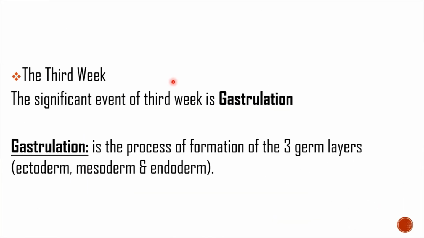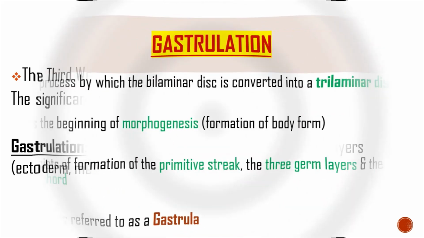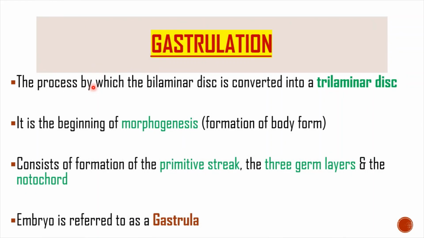All right, so the third week is the significant week of gastrulation. What is gastrulation? Gastrulation is the process of formation of the three germ layers, which are the ectoderm, the endoderm, and the mesoderm. So you have the ectoderm, the mesoderm, and the endoderm. These are the three germ layers. So the process by which the bilaminar disc is converted into a trilaminar disc is what we call gastrulation.